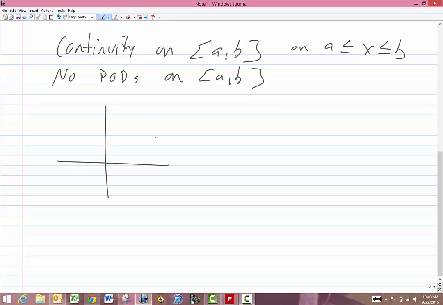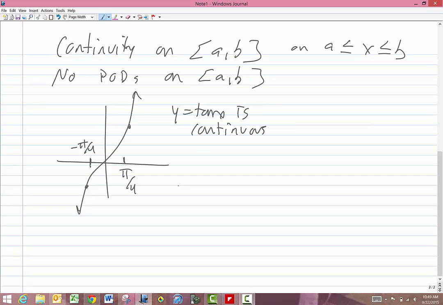Okay, so take that same tangent function. So here is negative pi over 4. Here's positive pi over 4. So the tangent function is continuous on that interval, negative pi over 4 to pi over 4. Okay? There are no discontinuities. We have a nice smooth stroke of the pen as we graph. There are no points at which the limit as x is approaching a value disagrees with the function at that value. Okay? And finally, we have this notion of continuous function.